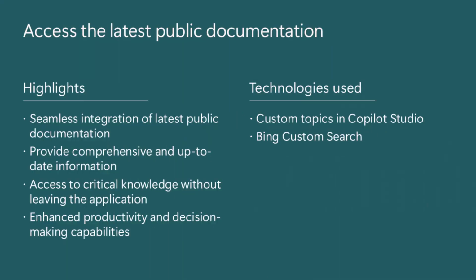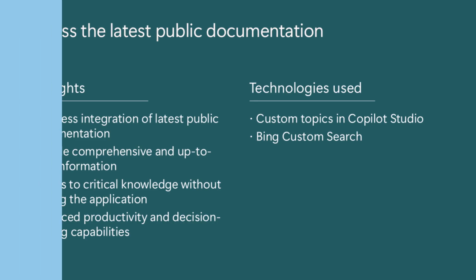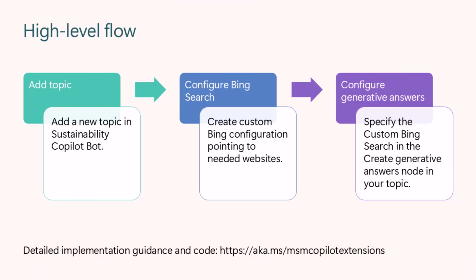In this first demo, we would like to access Sustainability Manager product documentation from Copilot in Sustainability Manager. This will allow users to access some key information without having to leave the application. We will use custom topics and Bing custom search for this demo. As a high-level flow, we will create a custom topic in Copilot Studio, create a custom Bing configuration pointing to needed websites, and set our custom Bing search configuration as a data source at our custom topic generative answer action. Let's see our demo.